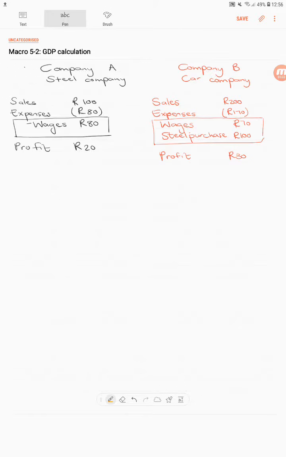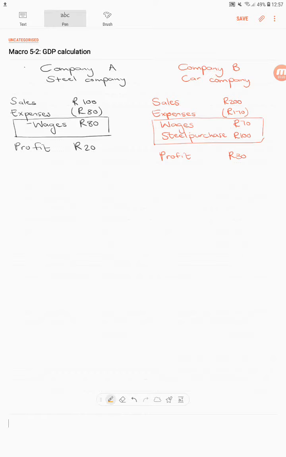In this video, we will look at the calculation of GDP through the three different measures: production, expenditure, and income. Assume there's an economy where there are only two companies, Company A, which is a steel company, and Company B, which is a car company.